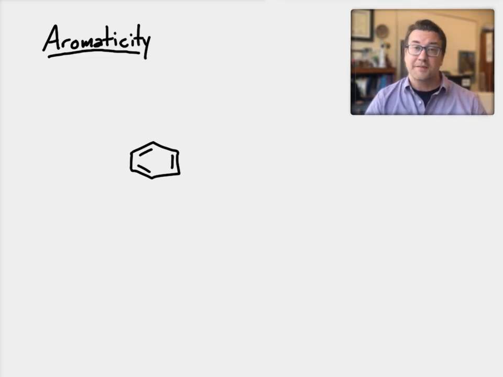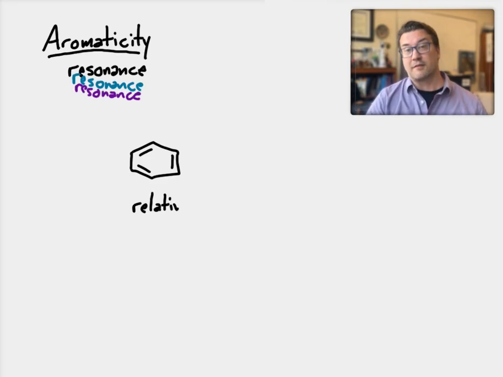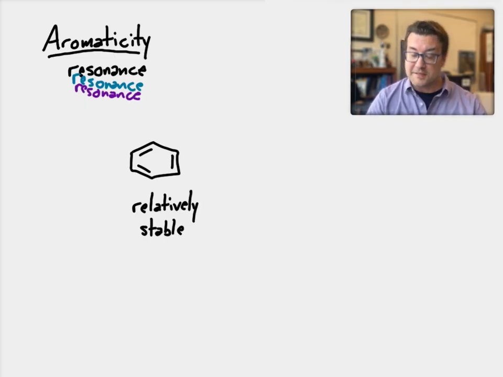Hello. Today's video is going to be talking about a feature of organic molecules called aromaticity. So aromaticity is when resonance does resonance. They are relatively stable as compared to many of the other organic molecules we've been looking at, but they are not infinitely stable. There are ways we can react with them. We'll see that in another video.